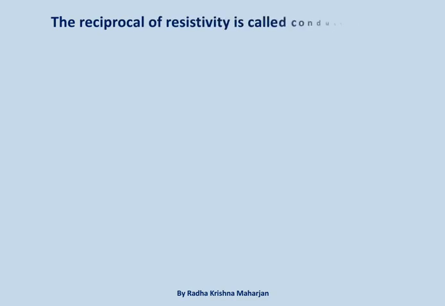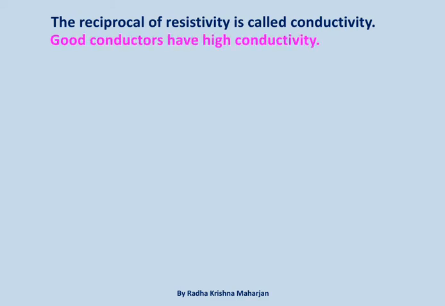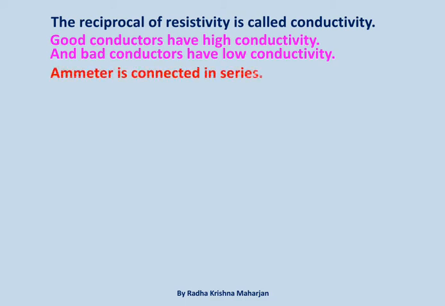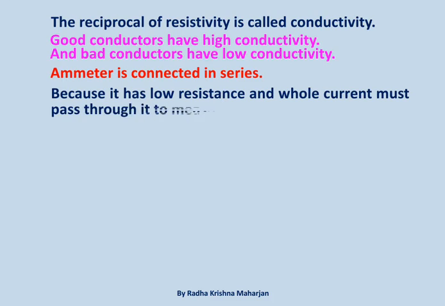The reciprocal of resistivity is called conductivity. Good conductors have high conductivity, and bad conductors have low conductivity. Ammeter is connected in series because it has low resistance and whole current must pass through it to measure it.